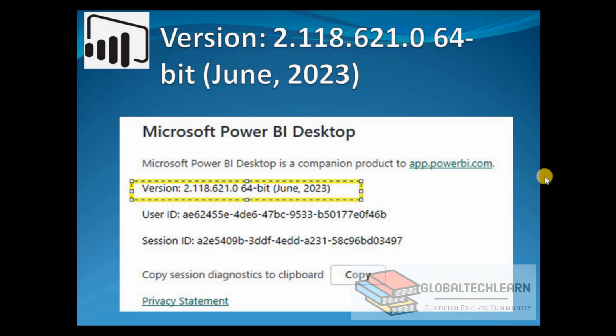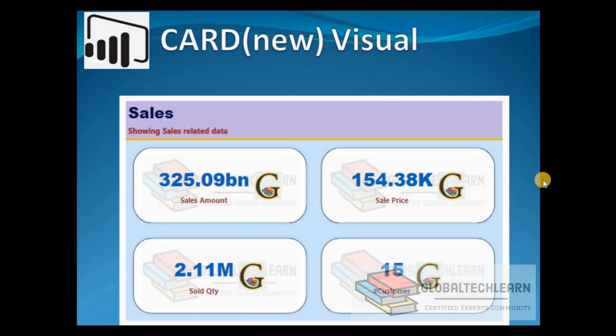Before this release in Power BI, there are two types of card visuals available in the card visual category. First is a card, which is useful for displaying single values, and second is a multi-row card visual, which is appropriate for presenting multiple related values in a tabular format. The new card visual is similar to the multi-row card, where we can display multiple cards in a single container with more advanced formatting features.